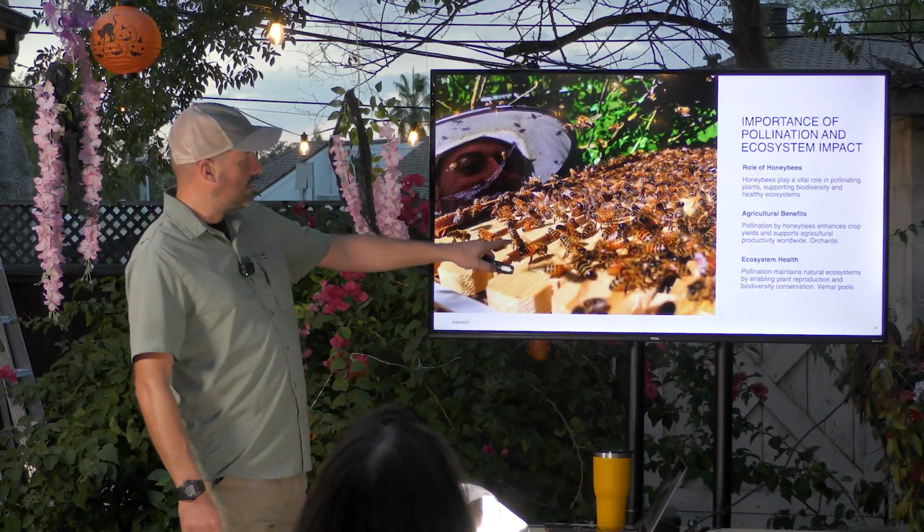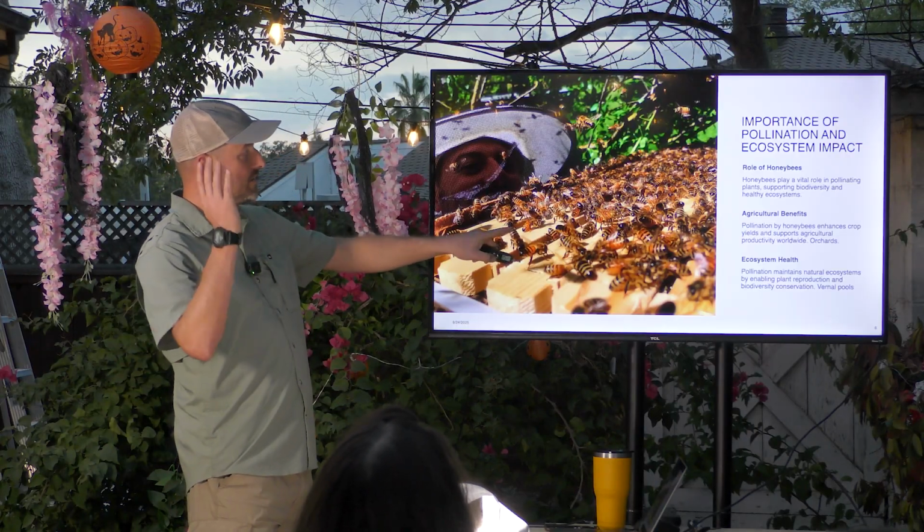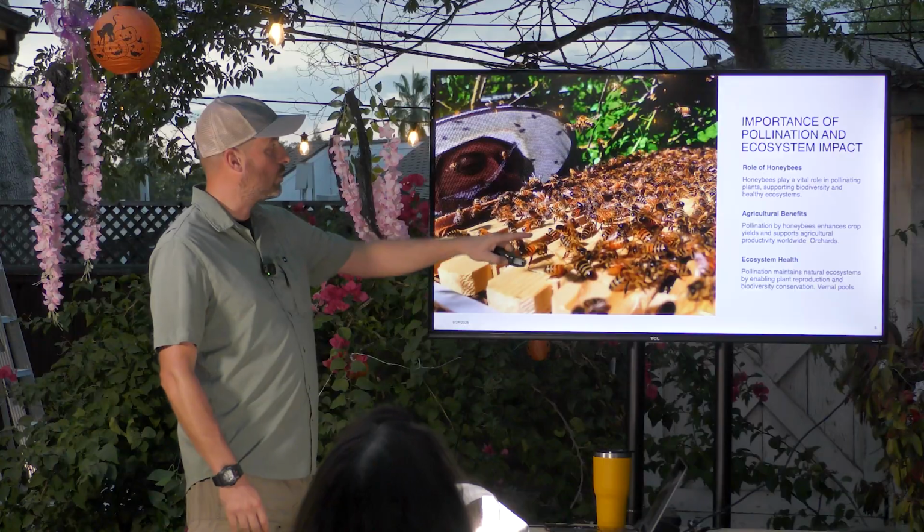These bees are fanning. They're putting their butts in the air, waving their wings to put the pheromone out to let the rest of the bees know where the new home is on this swarm recovery.